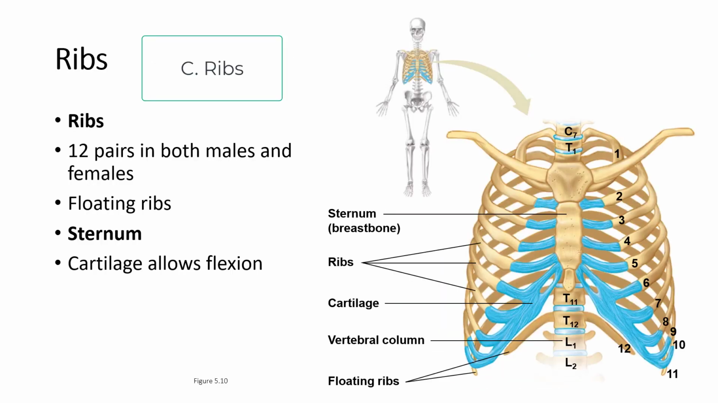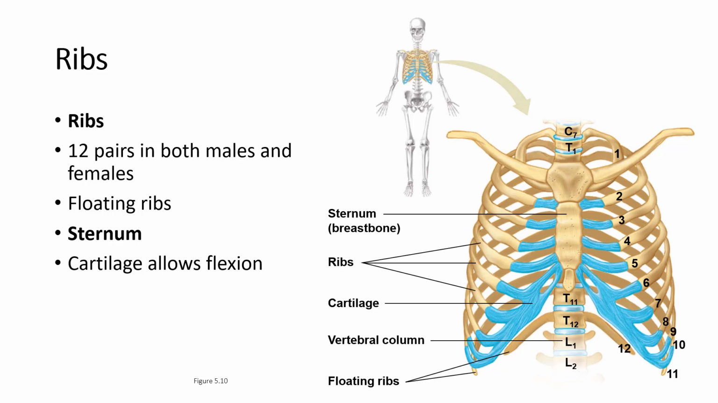The ribs. There are 12 pairs, as mentioned earlier, in both males and females. There are, at the bottom here, floating ribs that are not attached to the sternum, and there is, in the center here, the sternum, which attaches the non-floating ribs. Cartilage is what attaches the ribs to the sternum, allowing a certain amount of flexion.